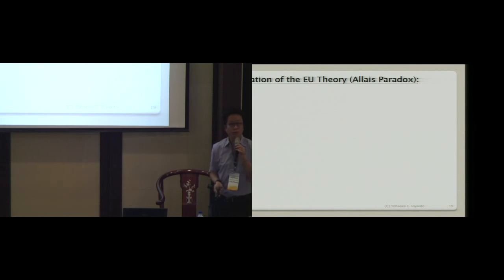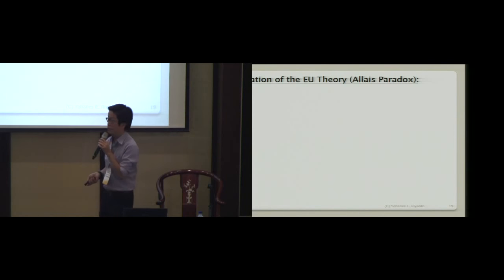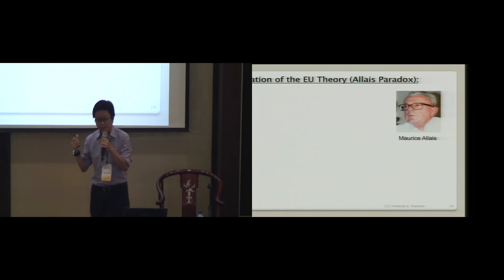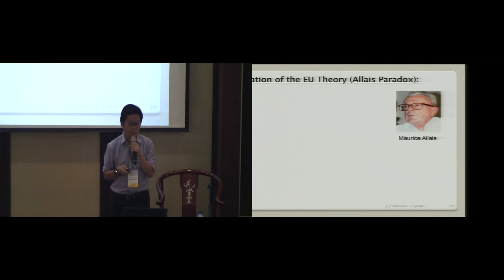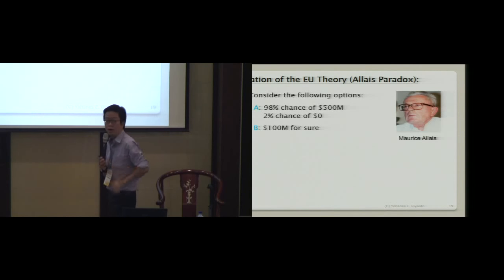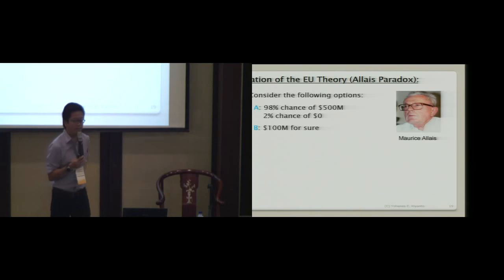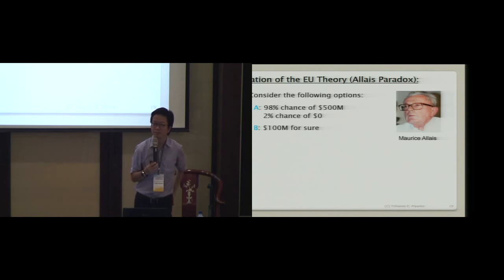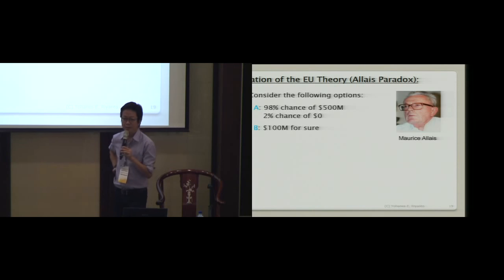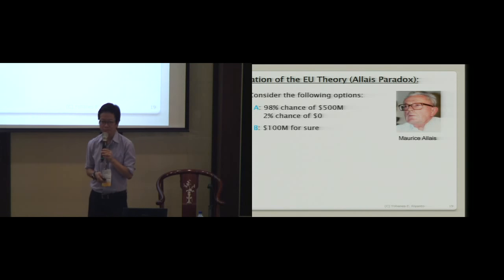Now, let's go into the violation of expected utility theory more. There's something called the Allais paradox. I don't know whether you have heard about this, but this experiment shows a violation of the independence axiom. Okay, so consider the following options. I'll ask you to choose. Option A, you have a 98% chance of getting $500 million. A lot of money. With a 2% chance, you get nothing. Option B, you get $100 million for sure. Which one will you choose?